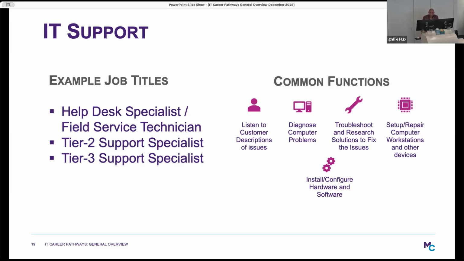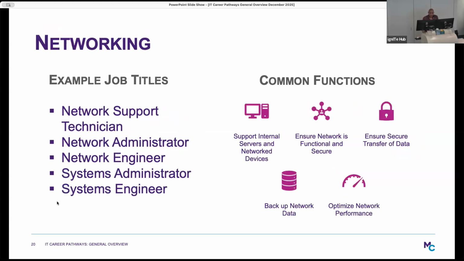So again, this is a very interesting field. A lot of opportunities. Most people start here. You don't have to. I did work in support for a number of years and I enjoyed it. I learned a lot on it. Okay, let's go to the next one, networking.